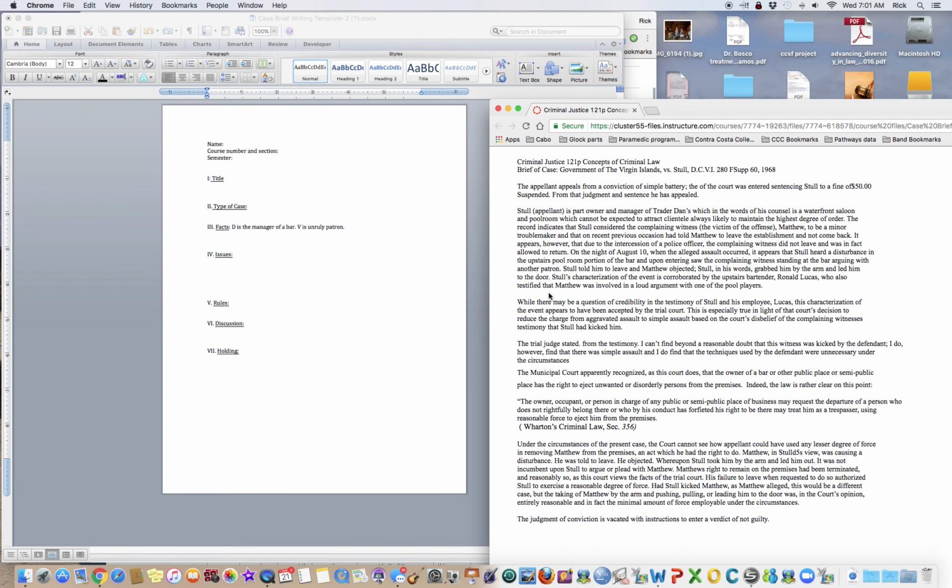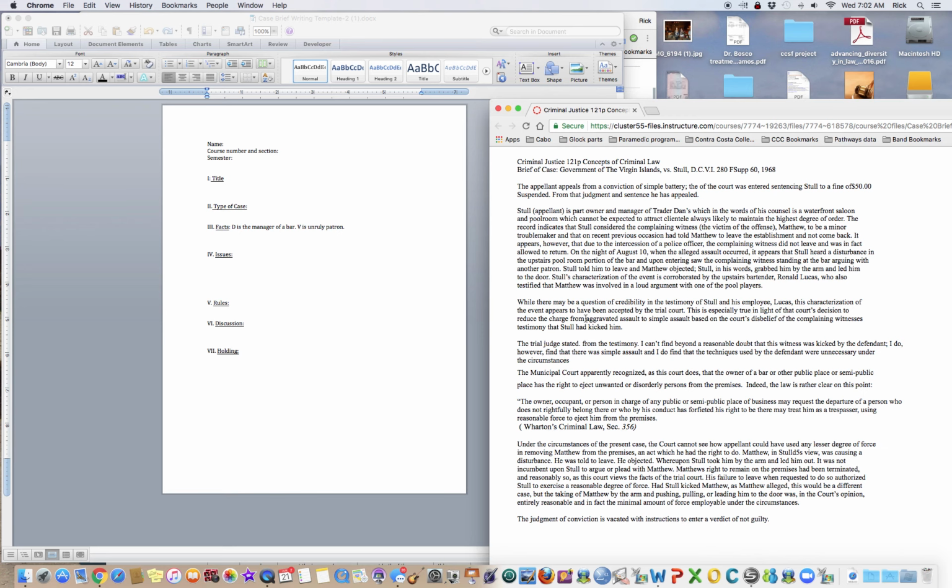Ron Lucas also testified that there was a large argument, and maybe there's some question of credibility of testimony of Stull and his employee, because they work together, right? But the thing that you have to realize here is that the court actually accepted it, because the victim said he kicked him. And the court here says, no, we don't think so, because we're going to drop it from aggravated assault.